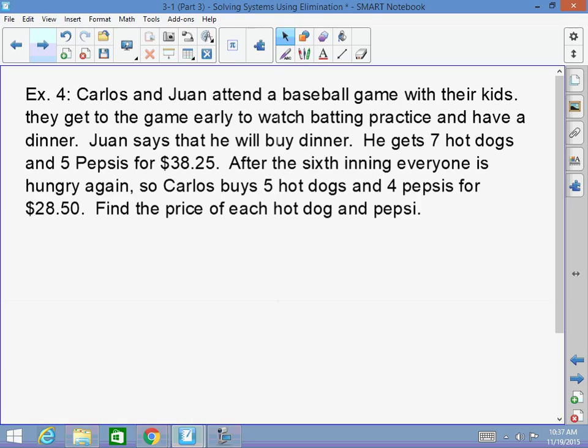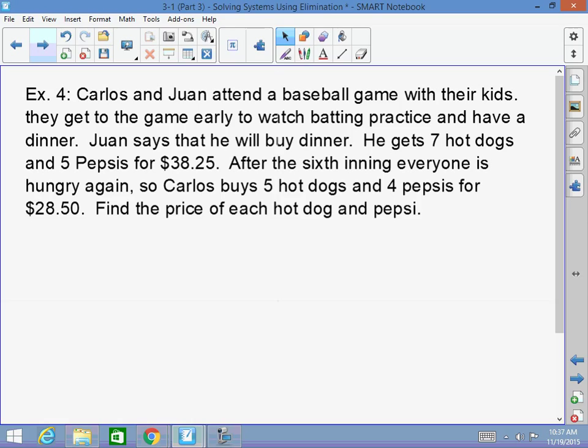Carlos and Juan attend a baseball game with their kids. They get to the game early to watch batting practice and have a dinner. Juan says that he will buy dinner. He gets 7 hot dogs and 5 Pepsis for $38.25. After the 6th inning, everyone is hungry again. So Carlos buys 5 hot dogs and 4 Pepsis for $28.50. Find the price of each hot dog and Pepsi.